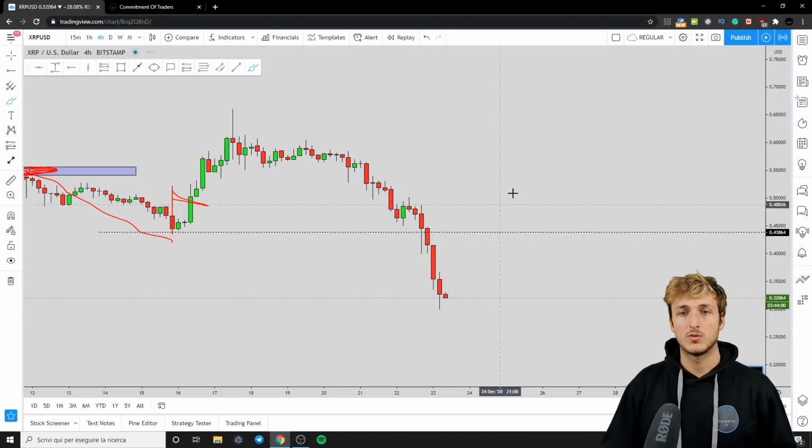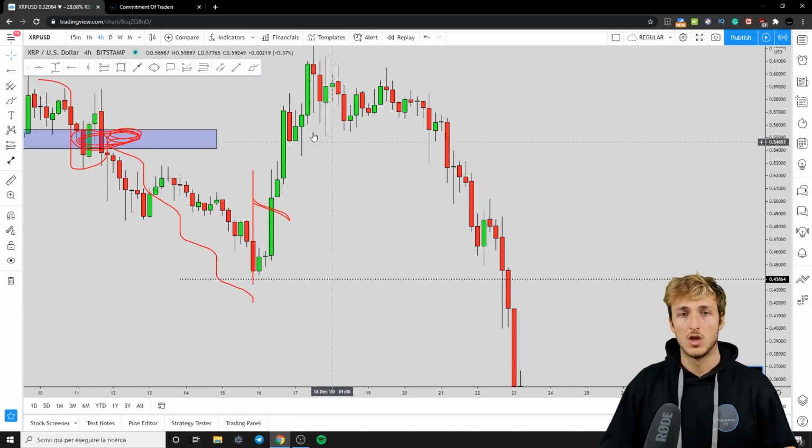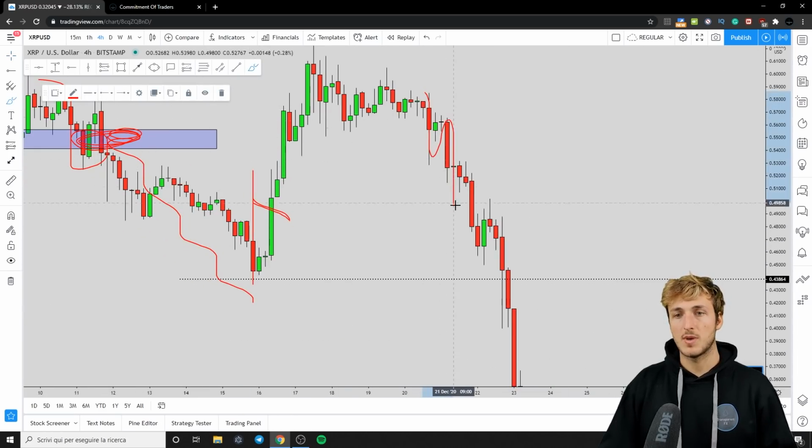However, what happened when the market reached the support? When the market reached the support, everything remained bearish all the time. There was absolutely no sign of any kind of bullish price action.